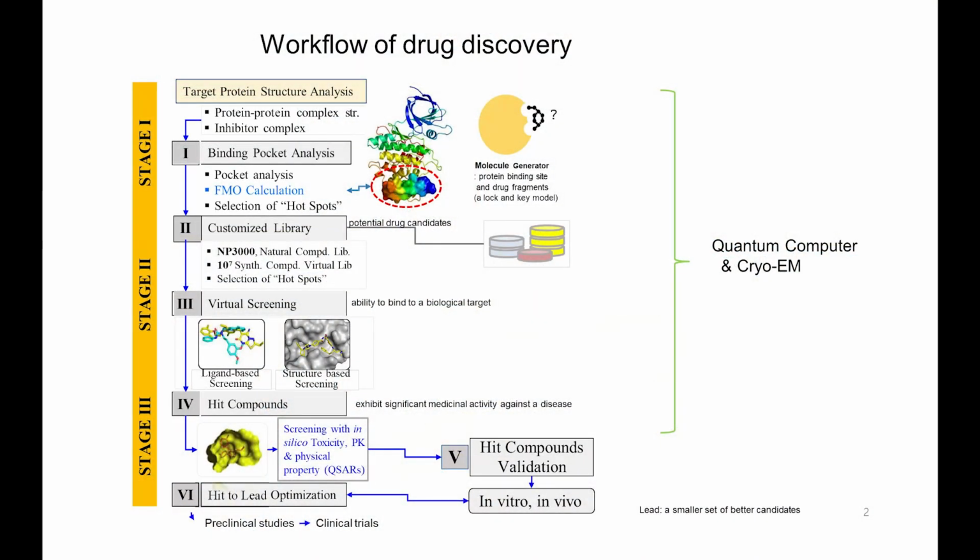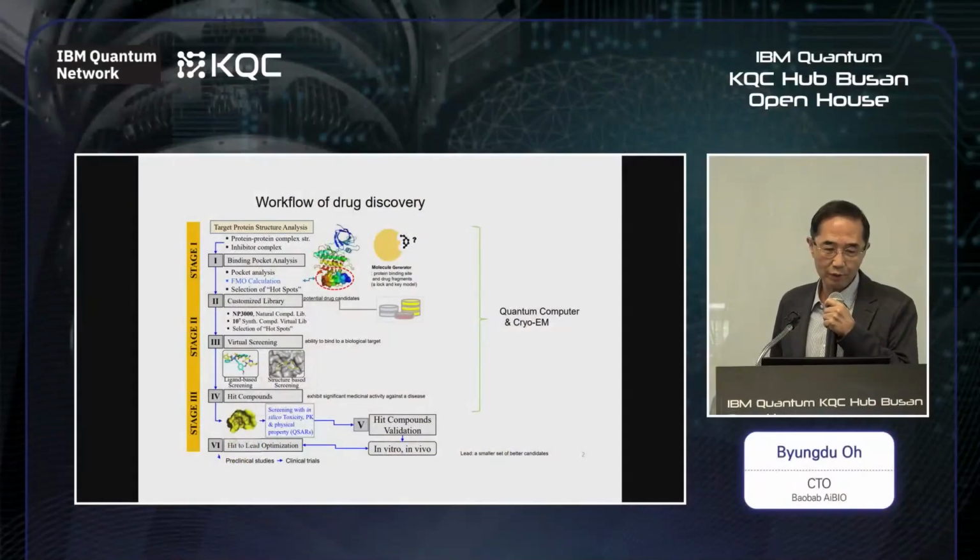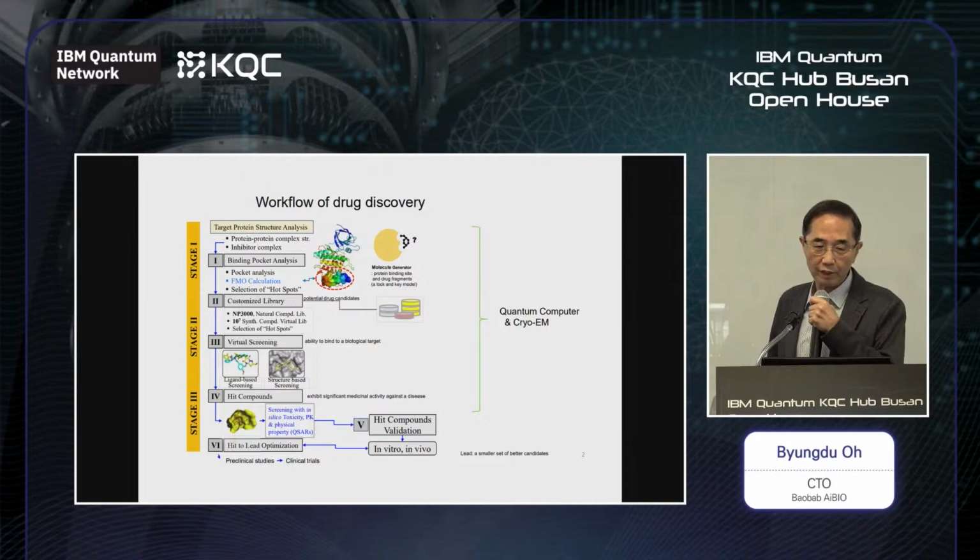This shows a workflow of drug discovery, and at first we need to obtain the target protein. So we need to do target protein structure analysis, and then binding pocket analysis to find the binding place on our target. This is like generating molecules, protein binding sites, and drug fragments. This structure analysis is very important.